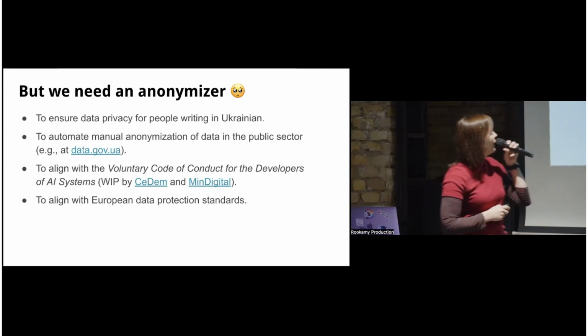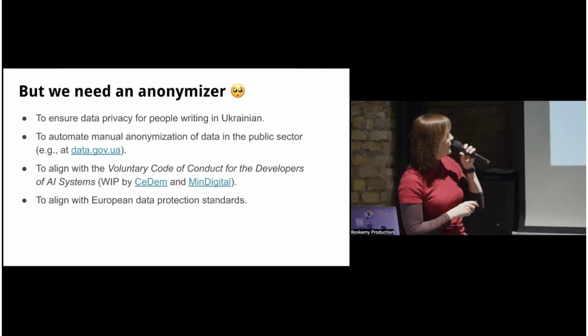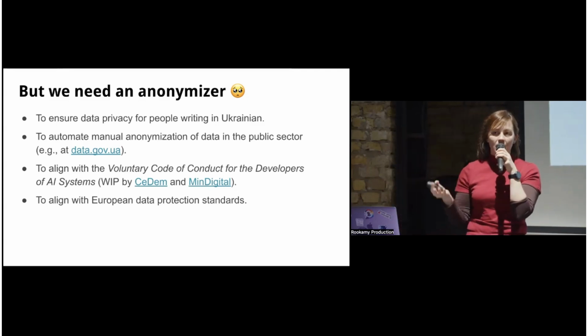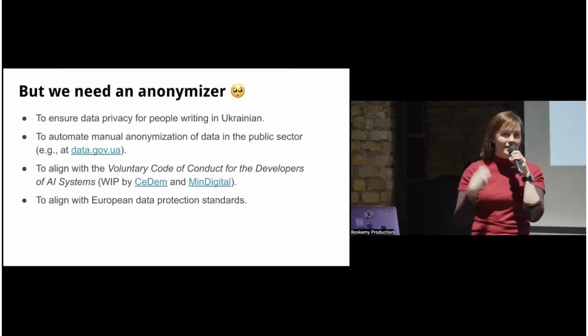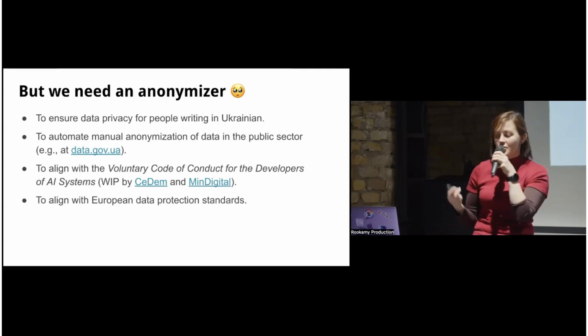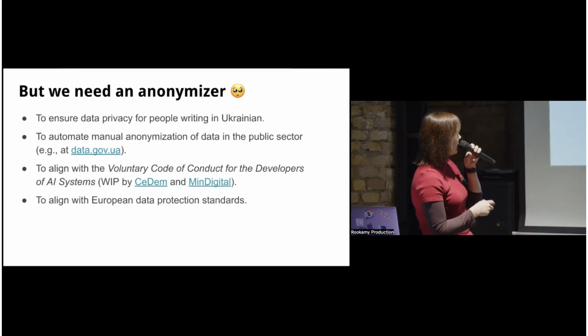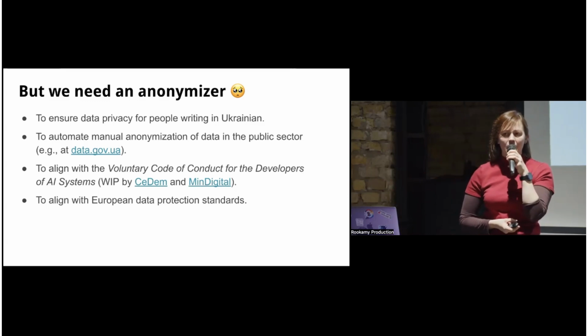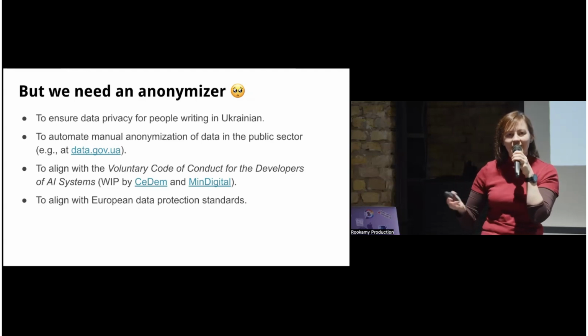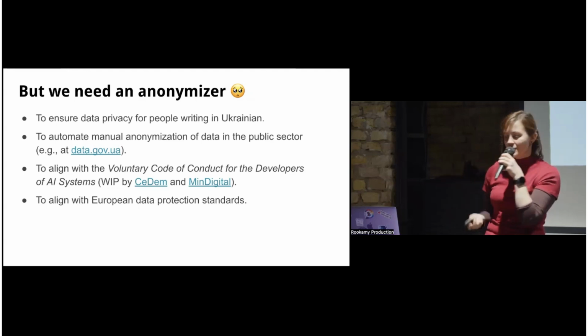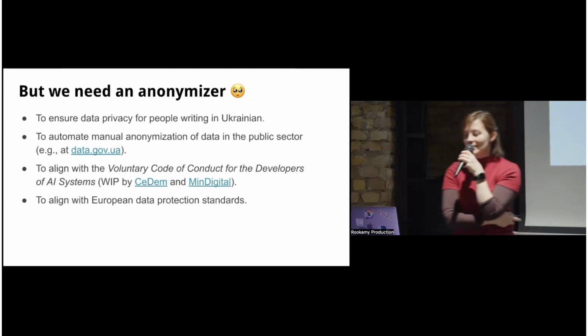Also, as a teaser, the Ministry of Digital Transformation and the Center for Democracy are developing a voluntary code of conduct for the developers of AI systems in Ukraine. And this code of conduct already asks developers of AI systems in Ukraine to anonymize user data. This all leads Ukraine to get aligned with European data protection standards. I don't think we will adopt GDPR anytime soon, but we are moving in the direction of Euro integration, and this will become an issue.